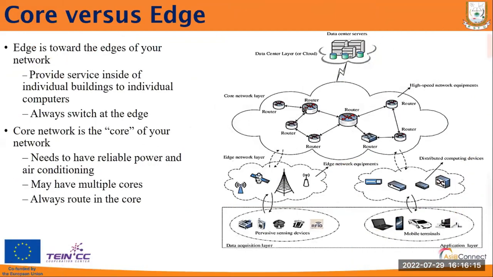Now we can say something about core versus edge. So what is the core layer, and where is the distributed layer? Let's clear some definitive words, core and edge. The core of the network is the initial infrastructure. If we talk about the edge layer or edge network, then simplistically we can say that the edge network refers to end point users or end devices and provides services inside the individual buildings to individual computers.